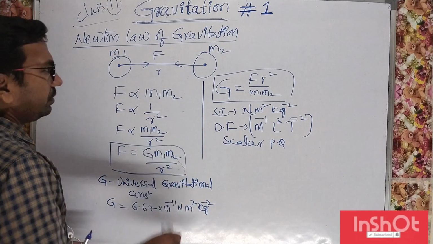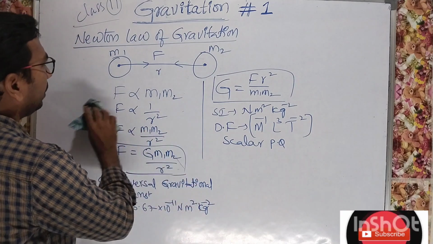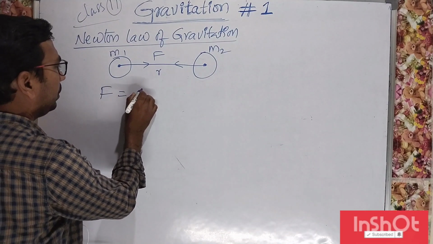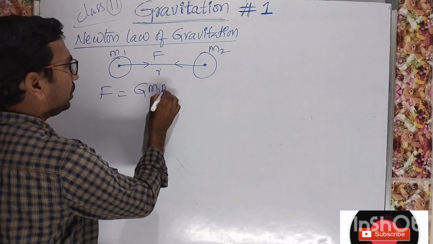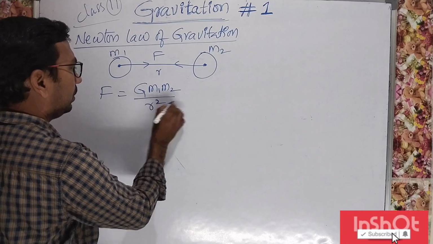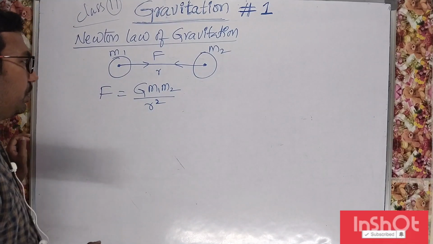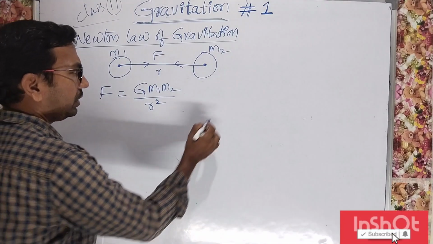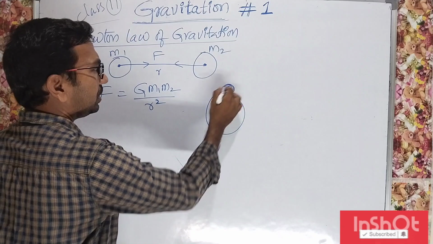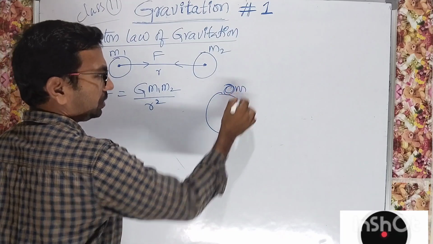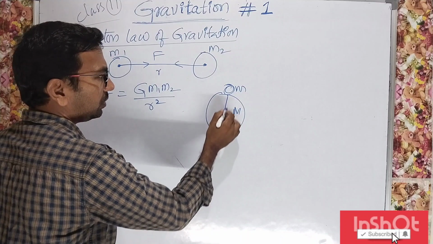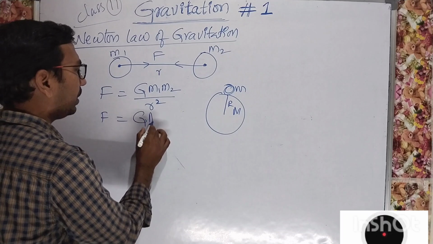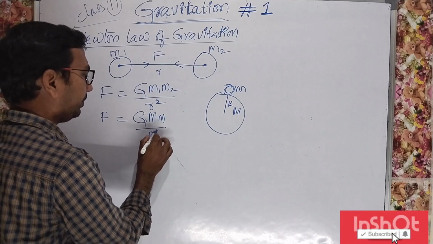Now you can see the characteristics one by one of the gravitational force. Gravitational force F is equal to G m1 m2 by r square. Suppose we consider the earth and an object. The earth mass is capital M, this mass is small m, and the radius is R. We write the same formula: capital G capital M small m by R square.